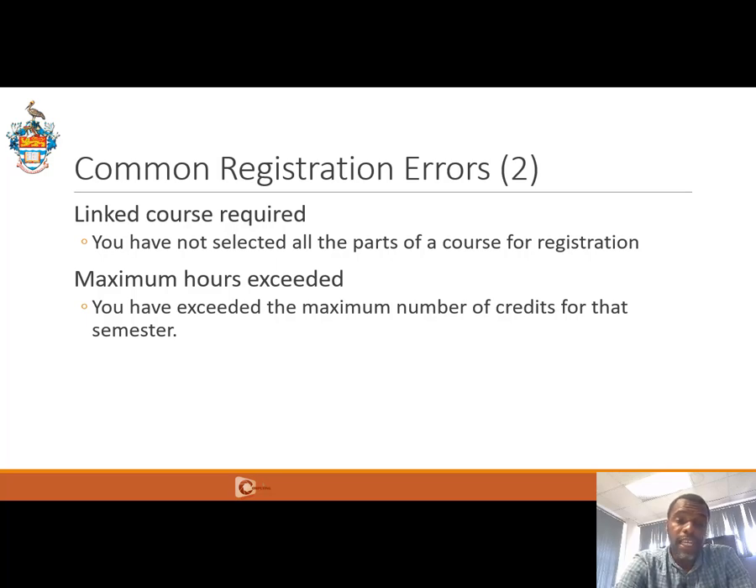The credit limit in the Faculty of Science and Technology is 18 credits in semester 1 and 21 credits in semester 2, provided you are taking a foundation course. As first-year students, I would actually recommend that you do not exceed the limit of 15 credits in semester 1. Okay. Also, do not take all your foundation courses in level 1. I know some students try to do that. I will strongly discourage it.